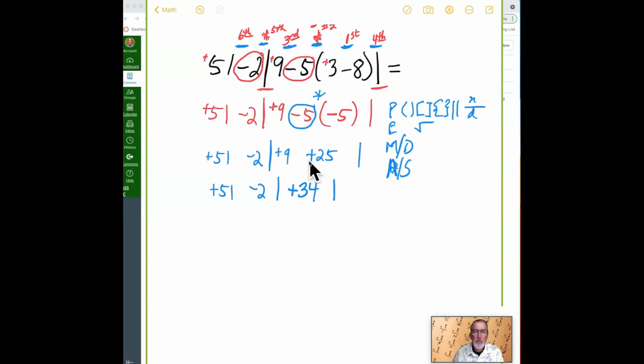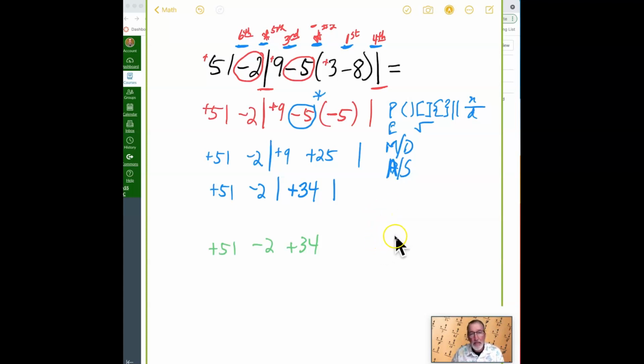And then here is where we're going to remove those brackets, right? So +34, when it comes outside the brackets, is still +34. So we're just going to have that as a separate step. So +34 and -2 and +51. So these are our next steps.